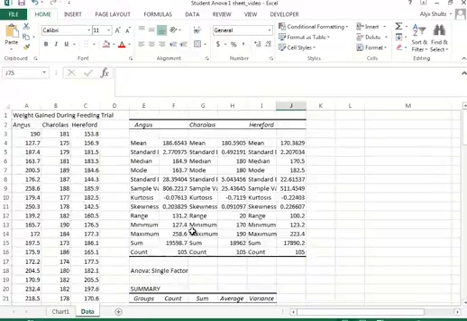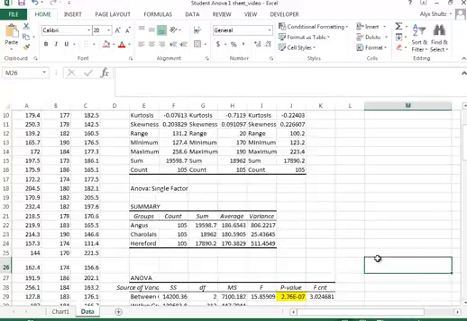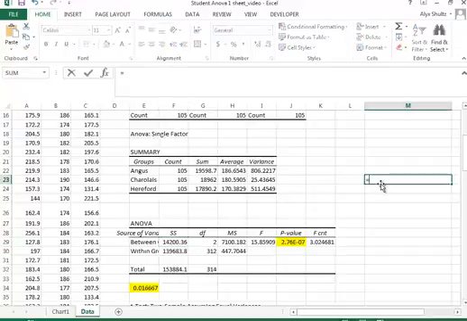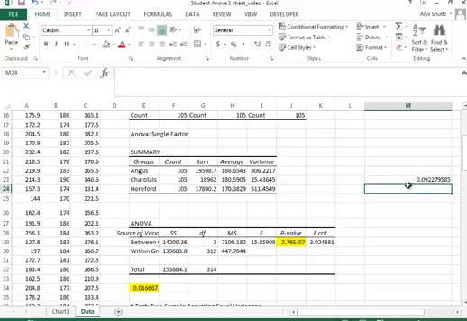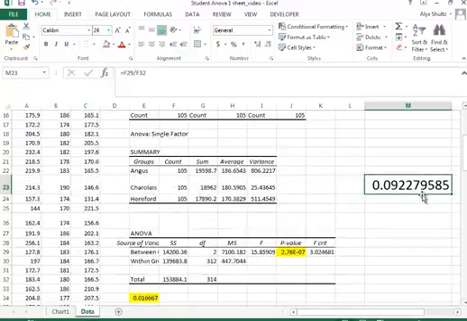To run the effect size, it's a simple formula that's between group sums of squares divided by total sums of squares. Thankfully, Excel spits that out. We don't have to do the math ourselves. So we take the between group sums of squares right here, between group sums of squares, and we divide it by the total sums of squares. And that gives us a value of 0.09227. So what we can do, we can interpret that in terms of percent.